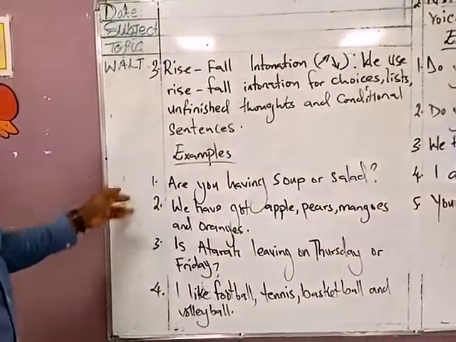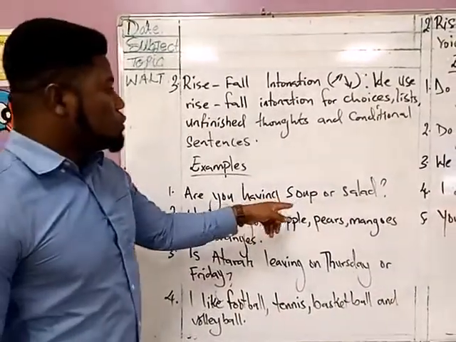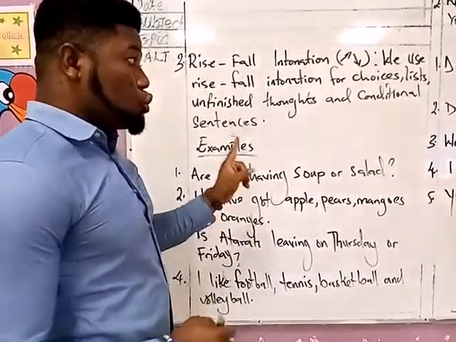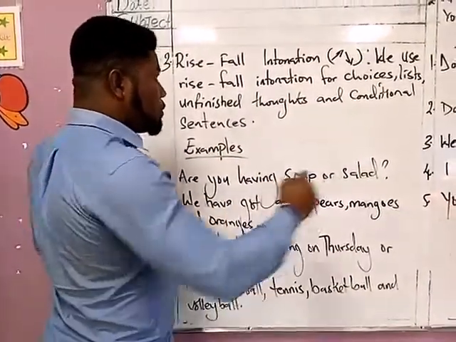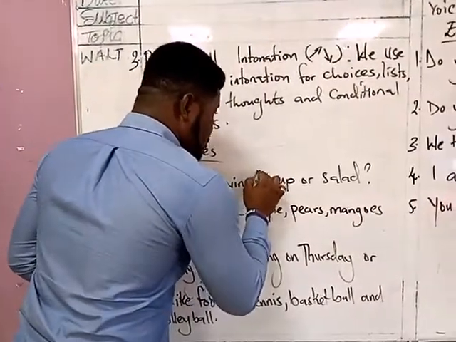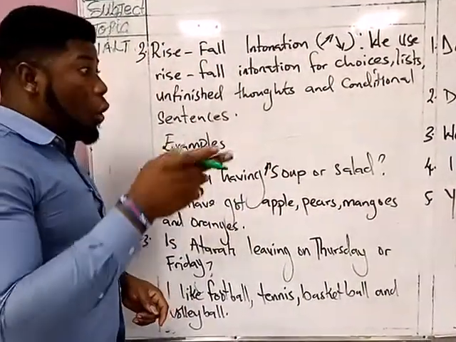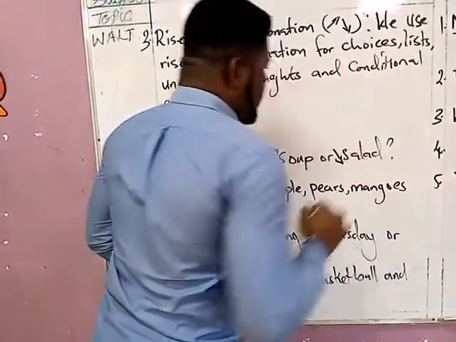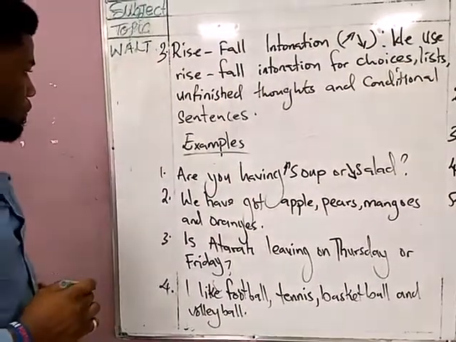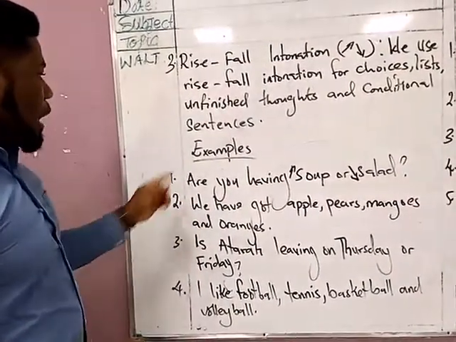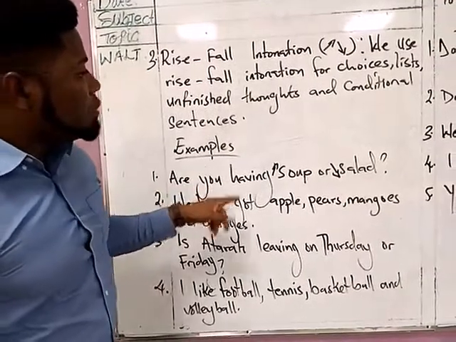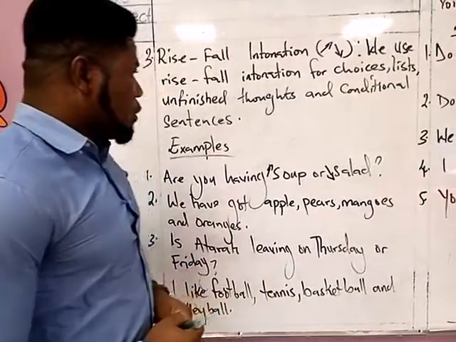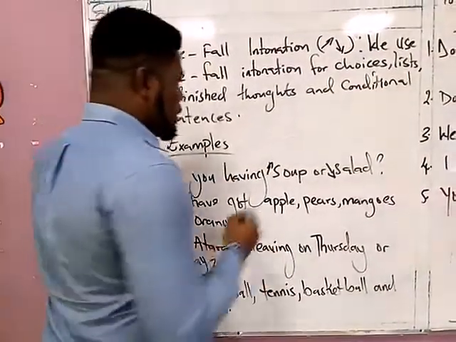Examples. 1. Are you having soup or salad? Are you having soup? The soup goes up. Or, that is going down now, salad. Soup or salad. Now, in this one, this is classified under what? Choices.